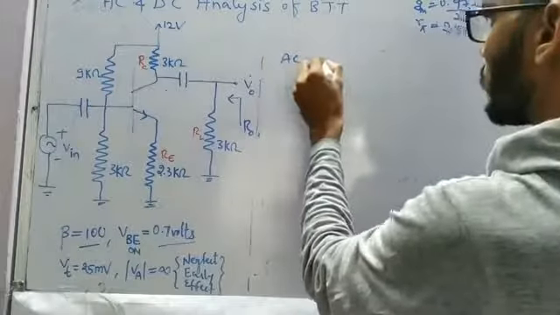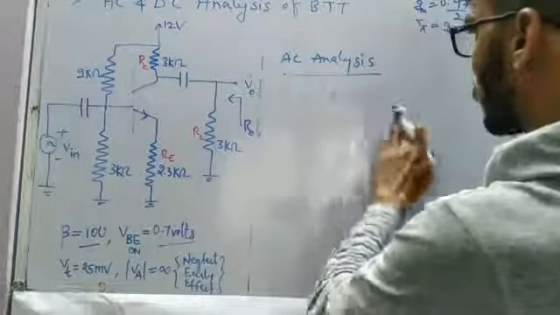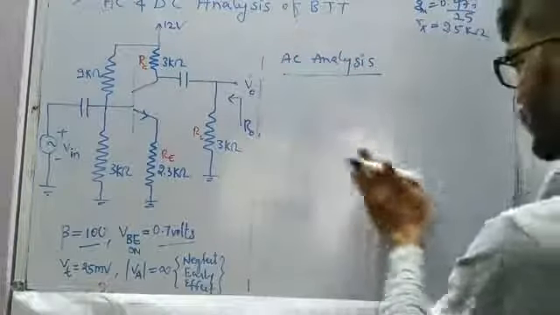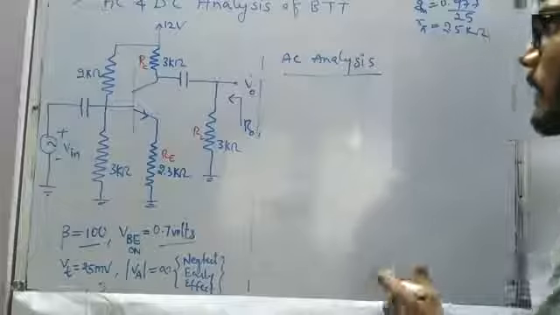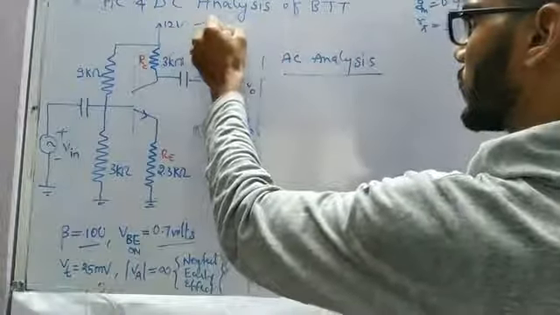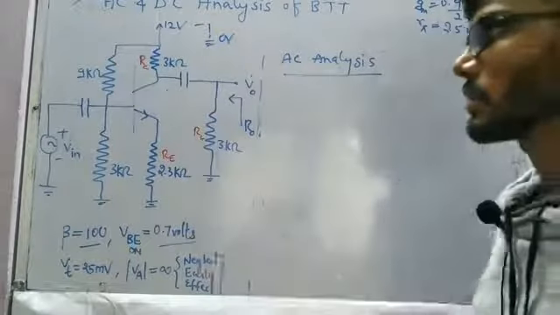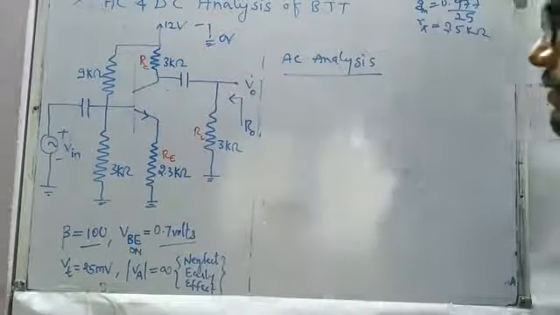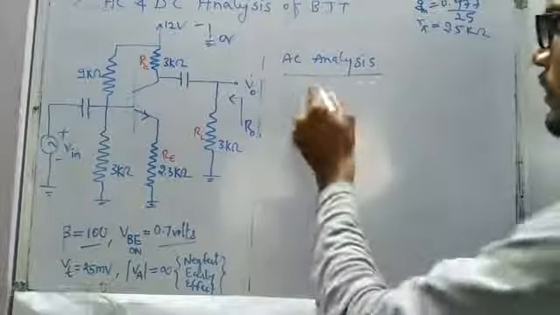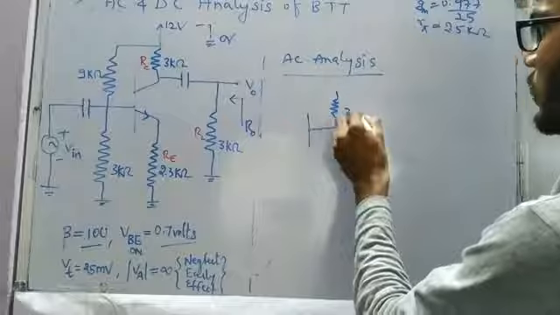In the case of AC analysis, as I mentioned, the protocols are that the DC voltage has to be short circuited. So this DC 12 volt will be short circuited, meaning it will become 0 volt, and the capacitor has to be short circuited, and there is no current source, so we need not worry about that. So we will have to draw the equivalent AC circuit this time.